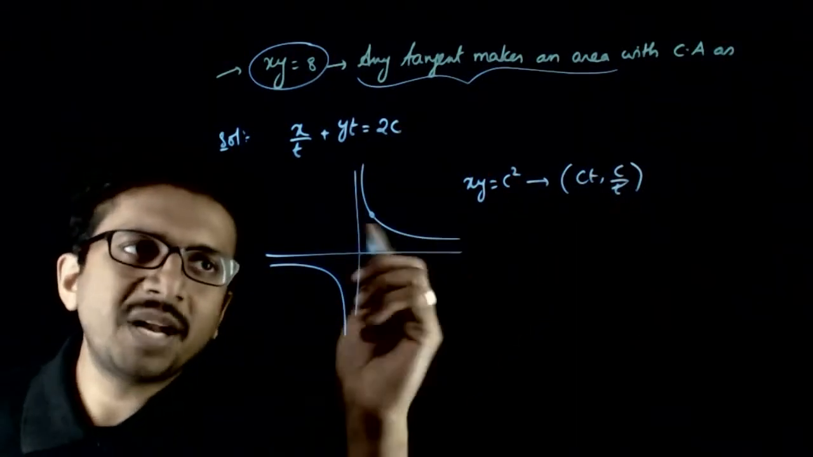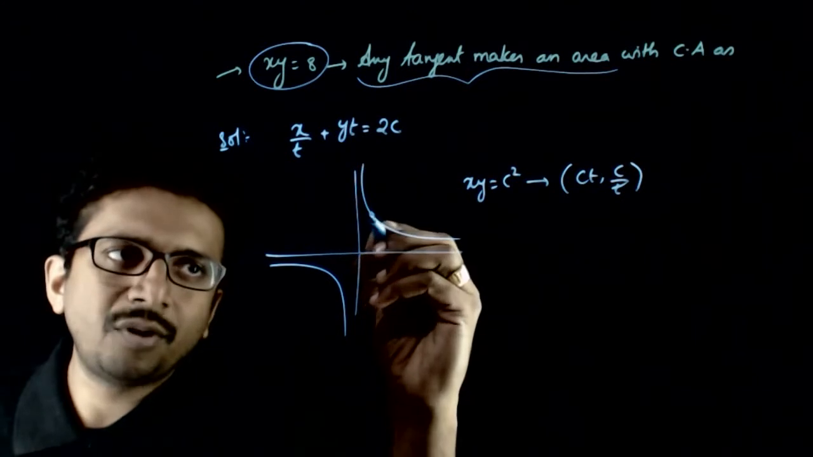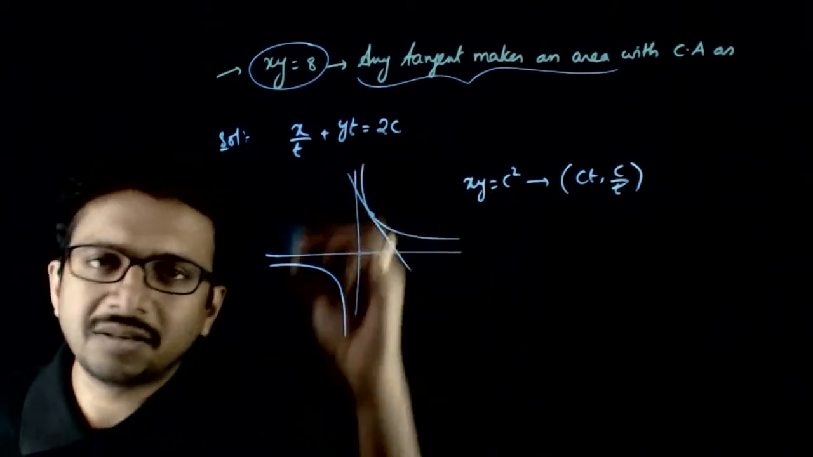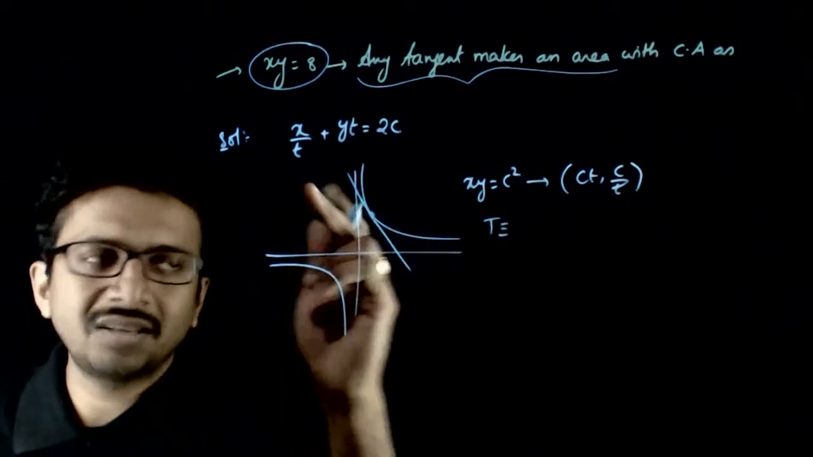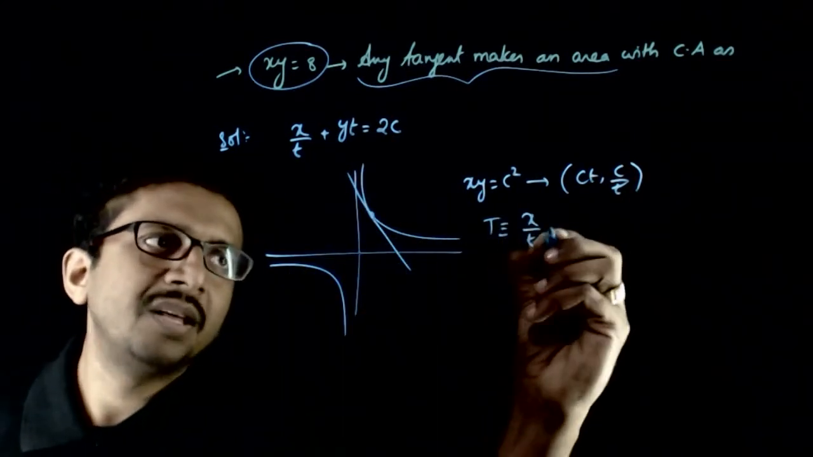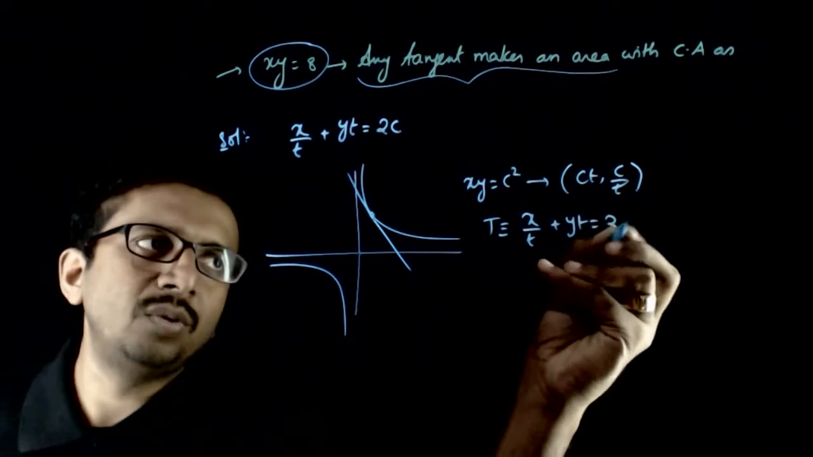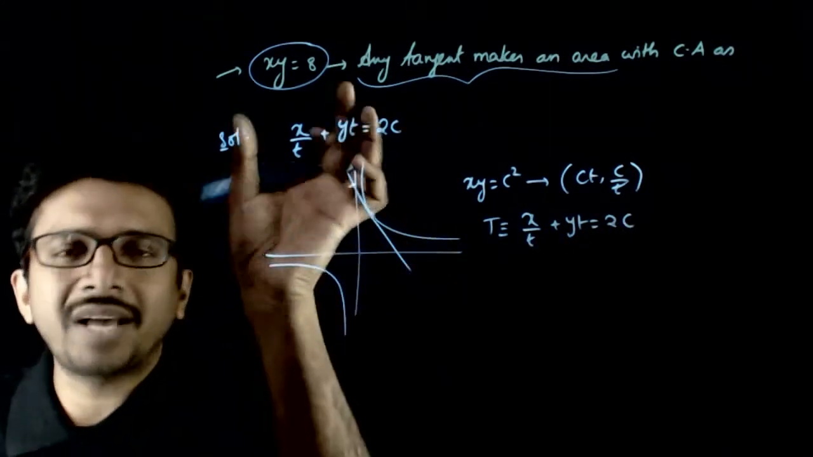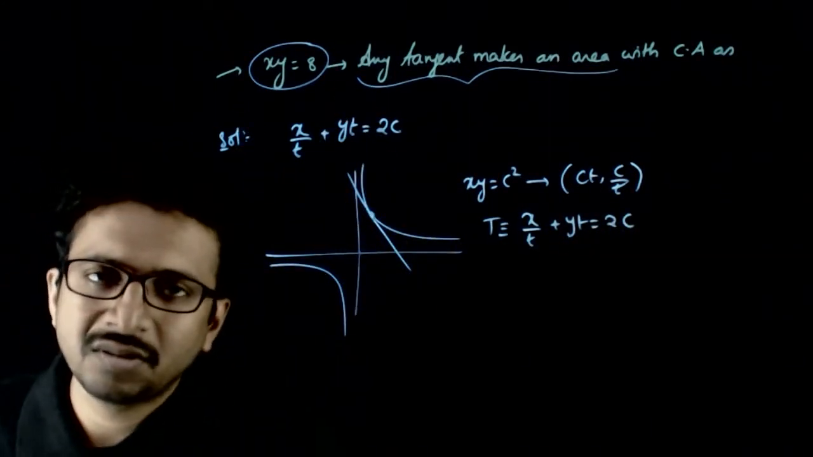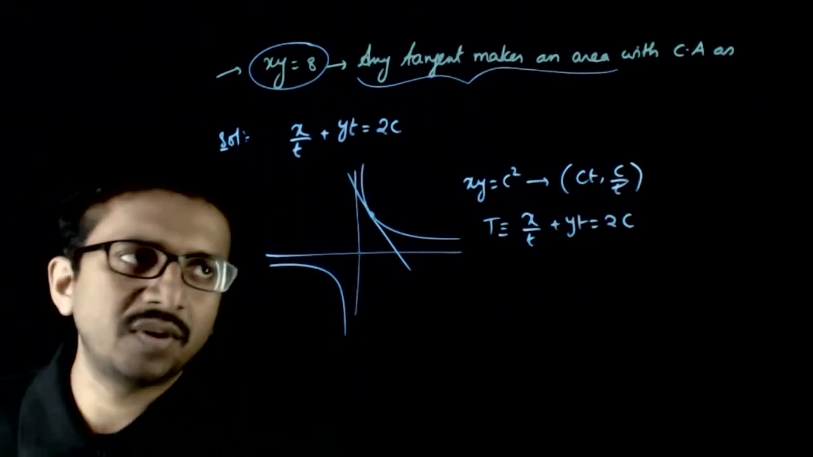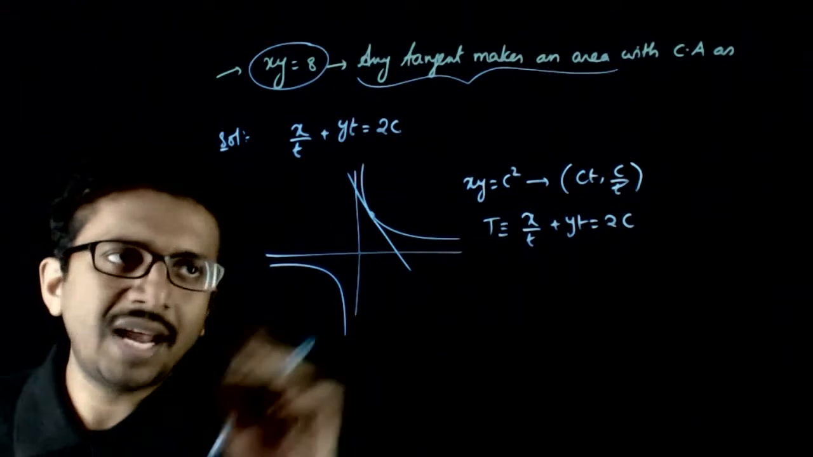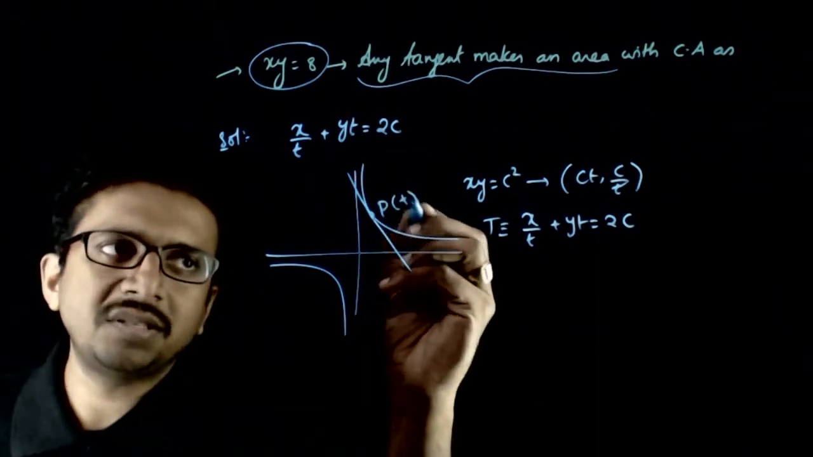Now at this parametric point, if you draw a tangent, the equation of this tangent can be written as x by t plus yt is equal to 2c. This comes from the theory of xy is equal to c square. This is the general equation of the tangent at a point P whose parameter is t.